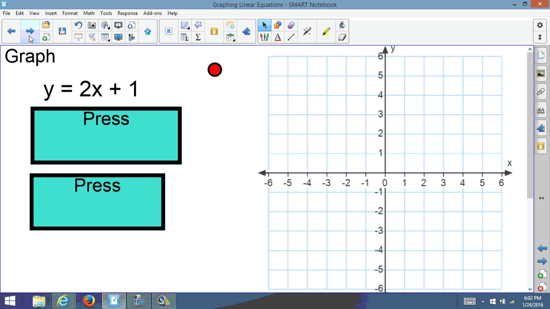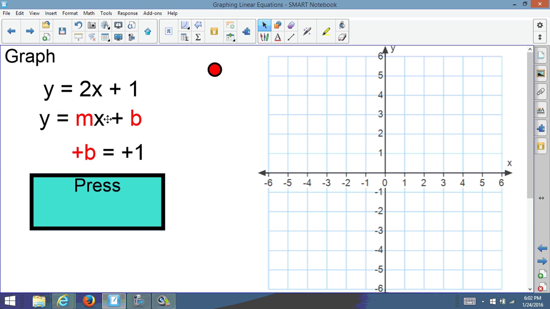So here we go. So here's our question. We want to graph y is equal to 2x plus 1. So the first thing we need to do is get our formula y equal mx plus b to identify the slope and the y-intercept. So there's our formula, y equal mx plus b.